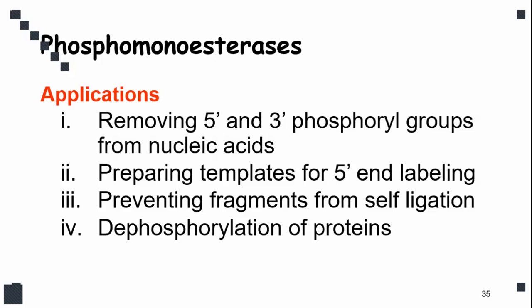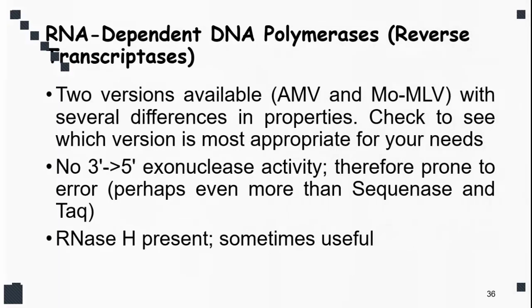Now let's go back to point number two. We want to do template 5' labeling. What is that supposed to mean? We want to apply isotopic phosphate. Application of isotopic phosphate will enable us to produce a probe that can be identified. Okay, let's move forward.